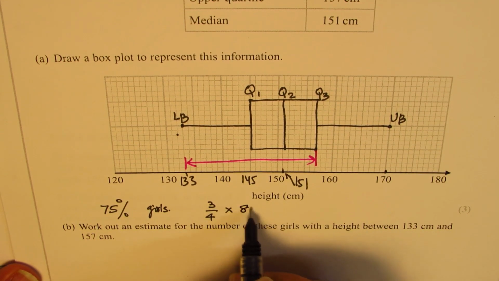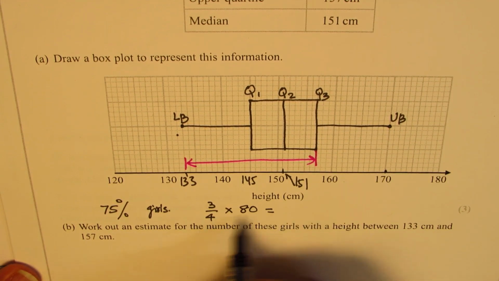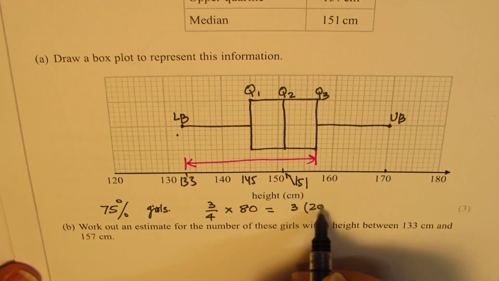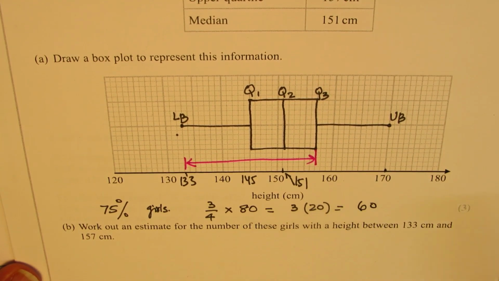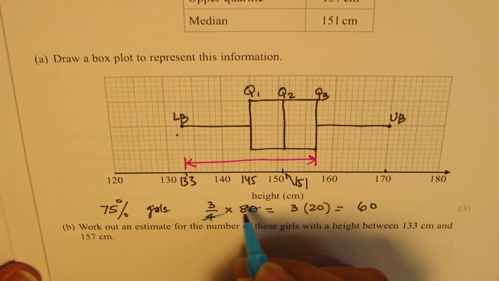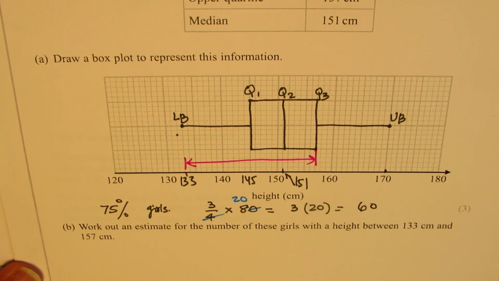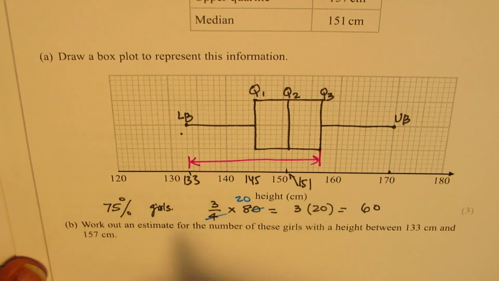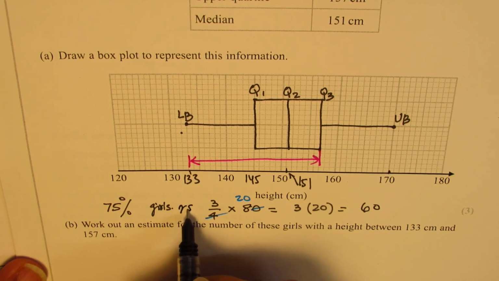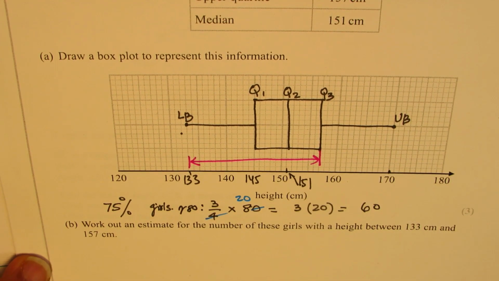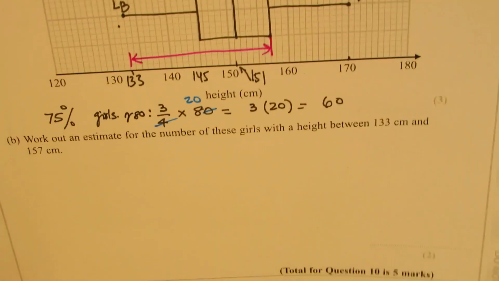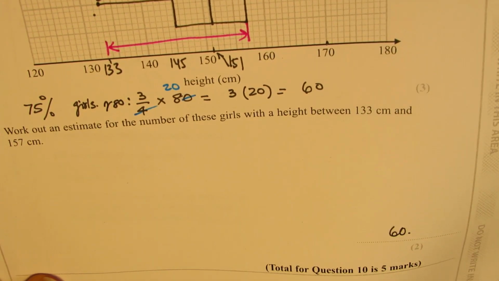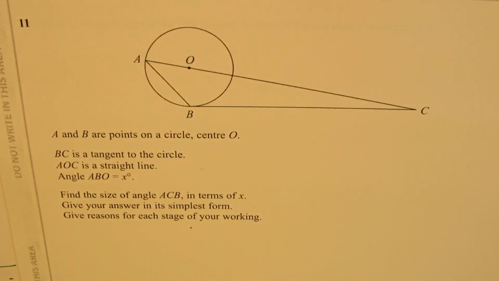Correct? So 75% is 3 over 4 times. Total number is 80. So, right? When we divide 80 by 4, we get 20, correct? So 3 times 20, which is 60. So 75% of the girls, and the total is 80. So that's your answer, which gives us 60 here. Let's move on and take the next question.